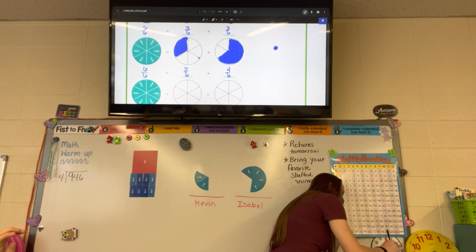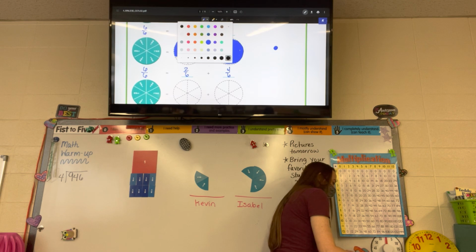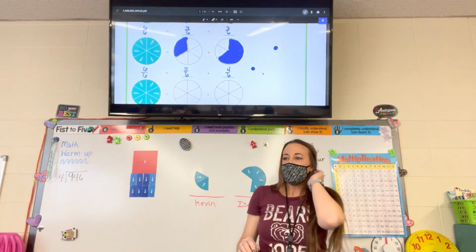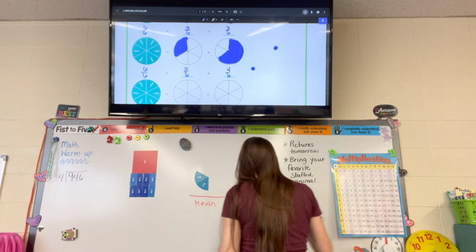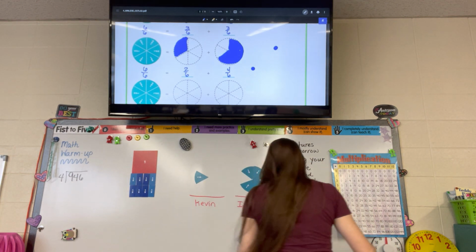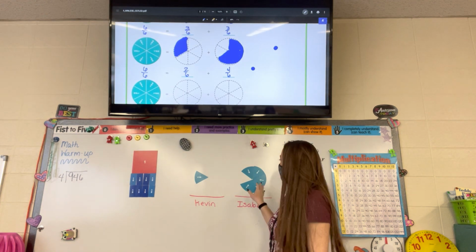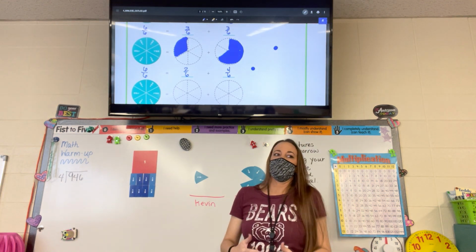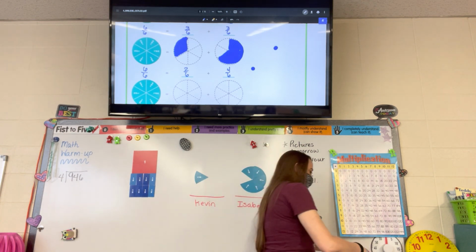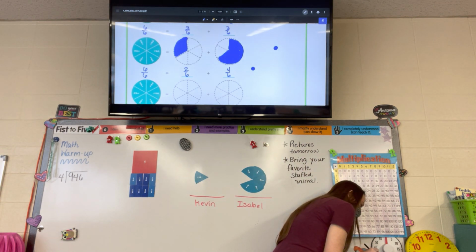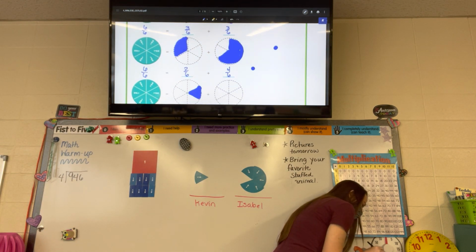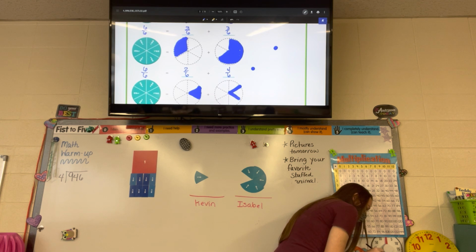Hey, there's one more combination that they could have chosen. Jace? 5 and 1. Good. So Kevin gets 2 and Isabel gets 4, and Isabel eats all her 4 and is like, I'm still hungry. Don't make me hangry, Kevin. So Kevin eats 1 piece, and Isabel eats 5 pieces. She must be hungry.